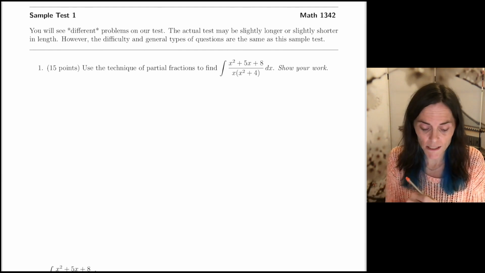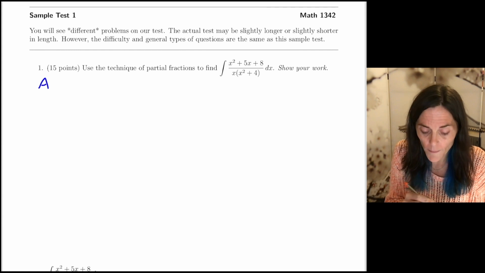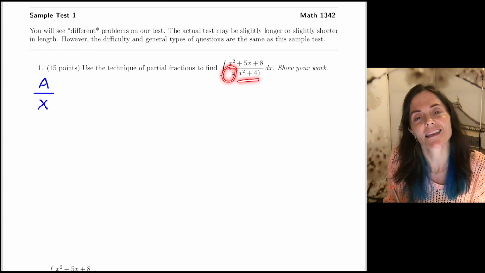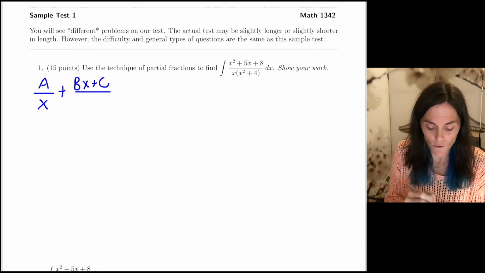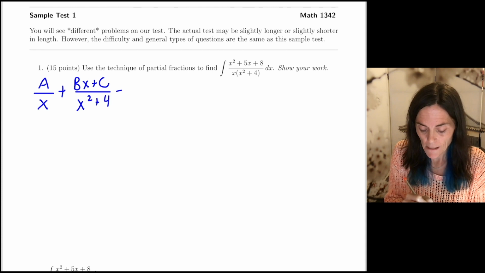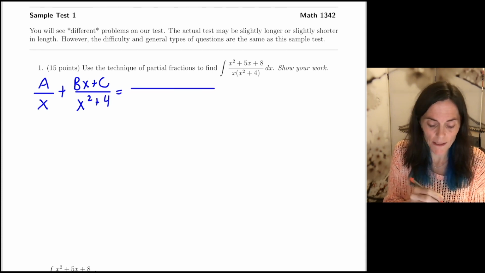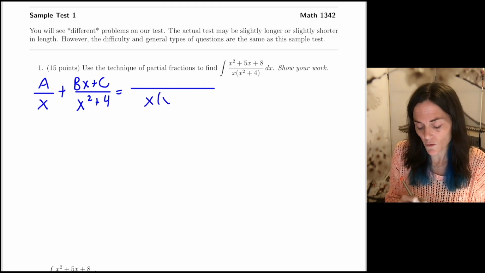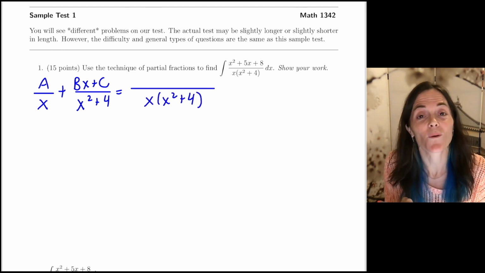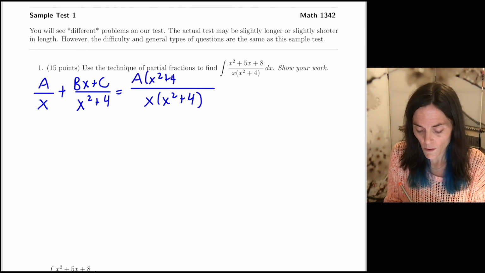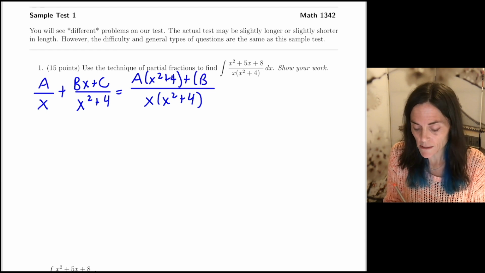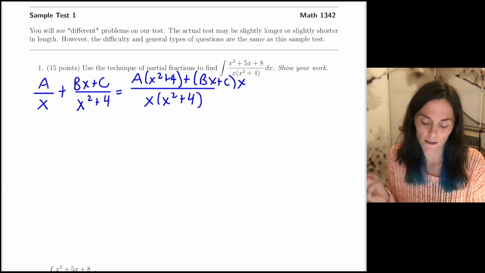Okay, first one, partial fractions. Well, we want to write down the general form. When we look at the integrand, we see distinct linear, we see irreducible quadratic. And so the general form will be A over x plus (Bx plus C) over this irreducible quadratic. Now, next step, we get a common denominator, which is just the product of the two, x times (x squared plus 4). We multiply A by x squared plus 4, and we multiply Bx plus C times x.